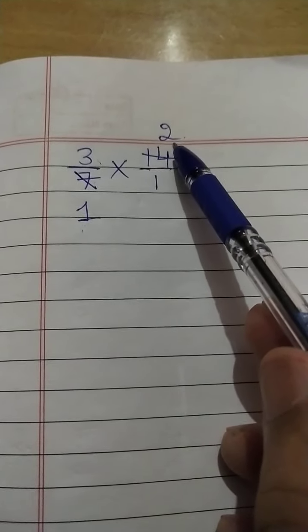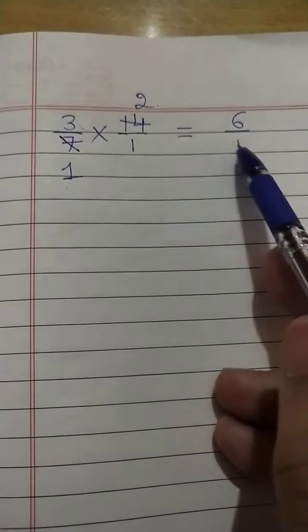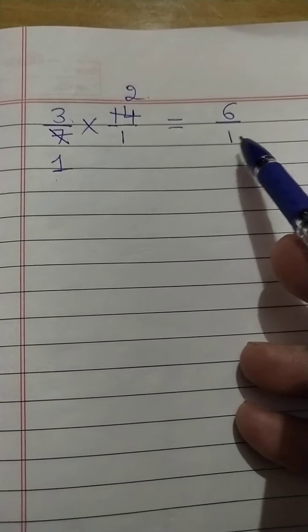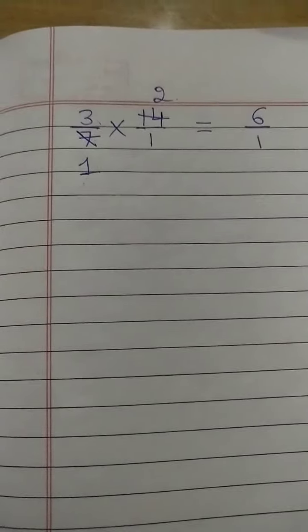After dividing, 7 divided by 7 is 1. 7 ones are 7. So after cancelling, we'll write 1 here. And after cancelling 14, we will write 2 here. Further cancellation is not possible. So we will just multiply the numerators. Here we are remaining with 2. Here it is 3. So 3 2s are 6. And 1 1s is 1. So 6 upon 1 is your answer of this question.